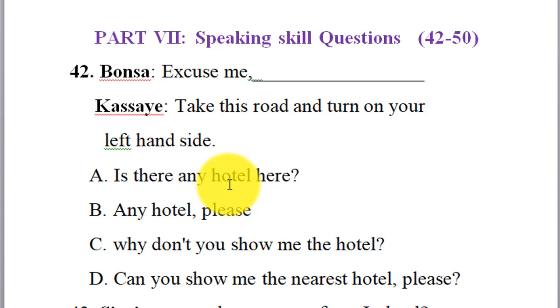Is there any hotel here? So this is not a kind of a question. This is an aggressive question. Yes? Any hotel here? We cannot answer a question like this. Why don't you show me the hotel?